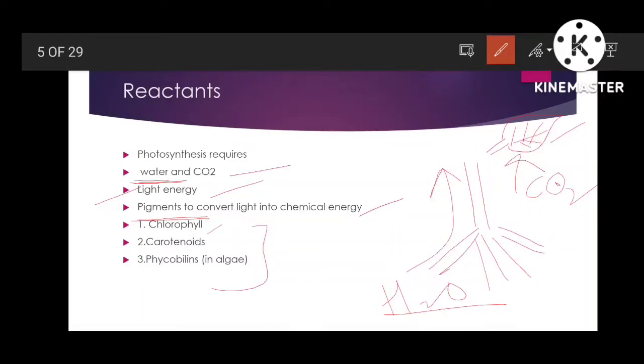For example, chlorophyll is present in green parts of the plant. Carotenoids and phycobilins are present in algae. Carotenoids are also present in plants. These pigments are present in specific structures or organelles in the leaf cells or stem cells also, but mostly in greater amount in the leaf cells. Chlorophyll and carotenoid are present in the chloroplast, right?